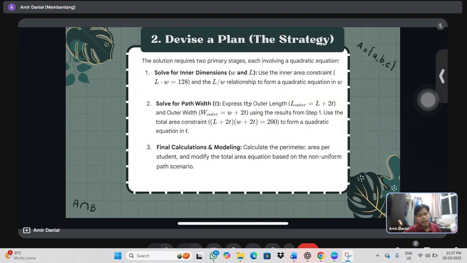Next, solve for the path width, which is T. Express the outer length, L outer, equal to L plus 2T, and the outer width, W outer, equal to W plus 2T, using the result from step 1. And use the total area constraint, which is L plus 2T multiplied by W plus 2T equals 200, to form a quadratic equation in T. And the next, final calculation and modeling: calculate the perimeter, the area per student, and modify the total area equation based on the non-uniform path scenario.